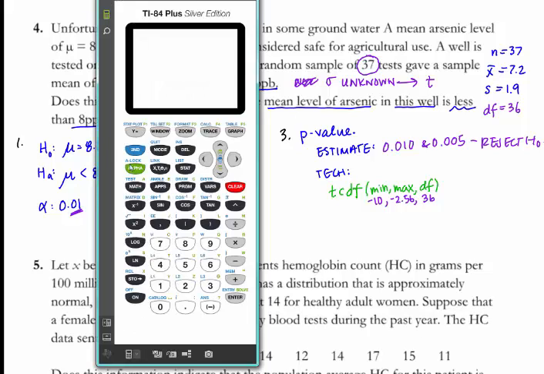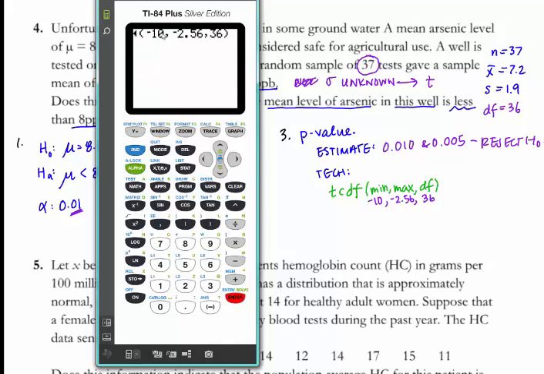Remember, to run TCDF, we need the distribution menu. Scroll down to find TCDF, cumulative distribution function. The lower bound of negative 1 e to the 99 is perfectly fine. Negative 10 will suffice, negative 5 would suffice. Anything far enough to the left, the upper value is negative 2.56, and degrees of freedom are 36.